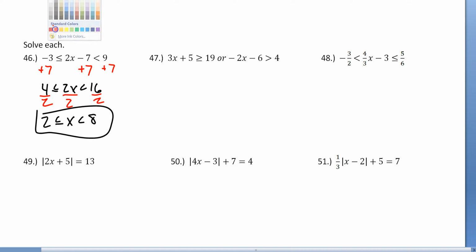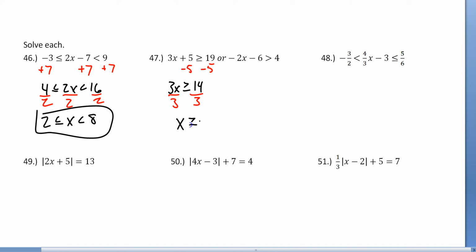Okay. Next one, same kind of thing. I'm going to solve each of these just individually. So I solve this first inequality. I subtract the 5 from each side. That gives me the 3x is greater than or equal to a 14. And then I divide each side by the 3. So I've got x is greater than or equal to the 14 over 3.